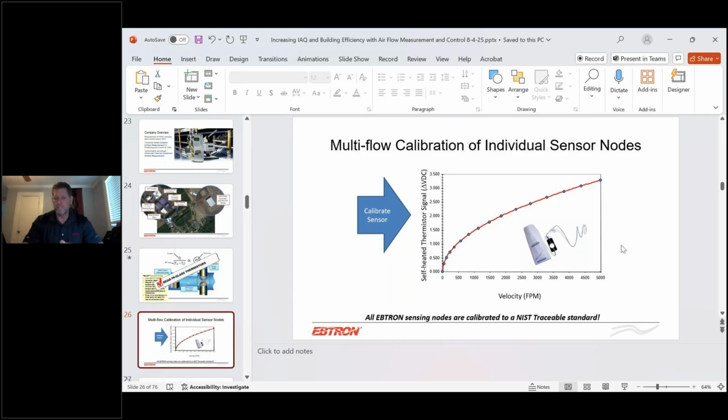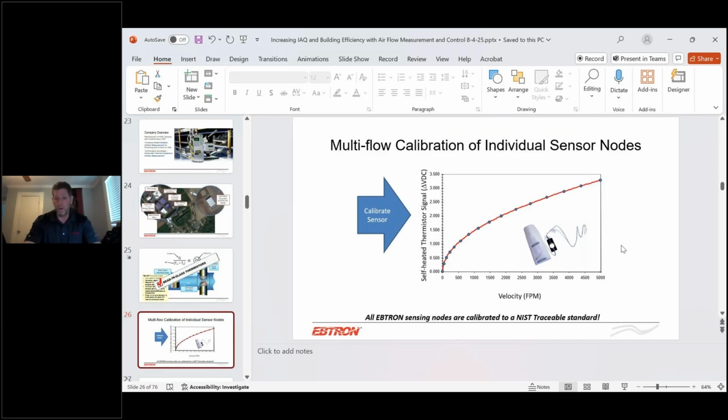So the key here is they do not have to be recalibrated in the field. There is no drift associated with the sensing nodes. They don't drift over time. So 10 years from now, that sensing node is going to perform the same way it did today. So there's no change in that performance.